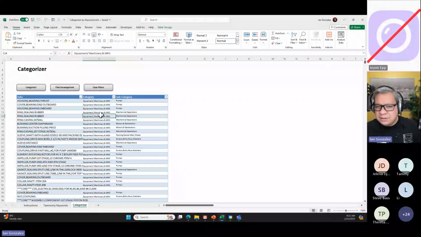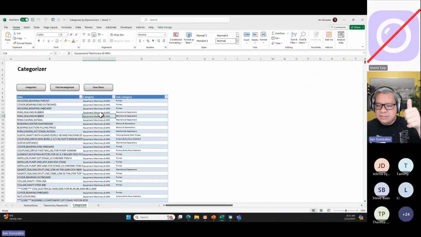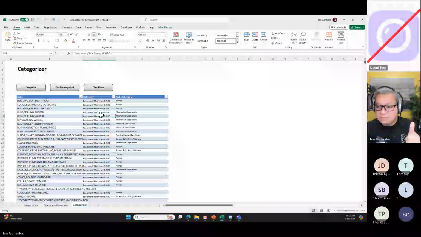Any questions on the categorizer? You can start using it today if you want, now that you've seen the instructions. So far, good? Categorizer, and no questions? Is it clear as crystal? Okay.